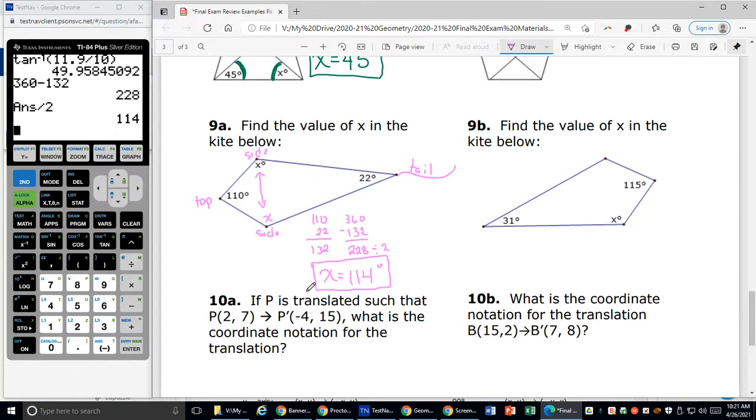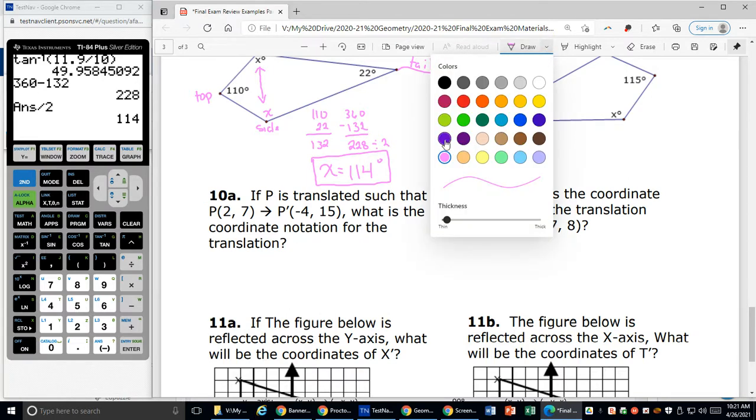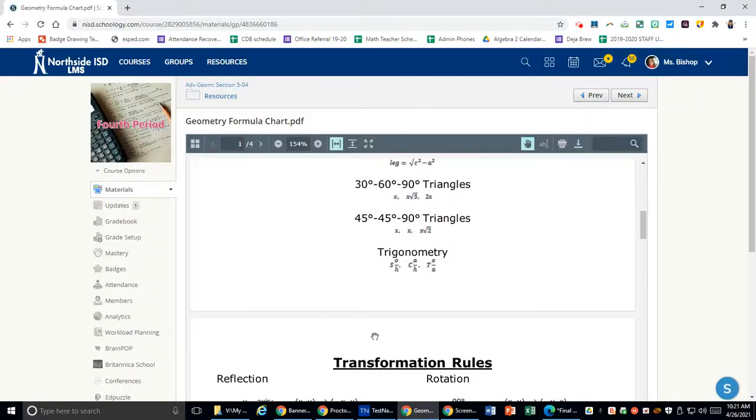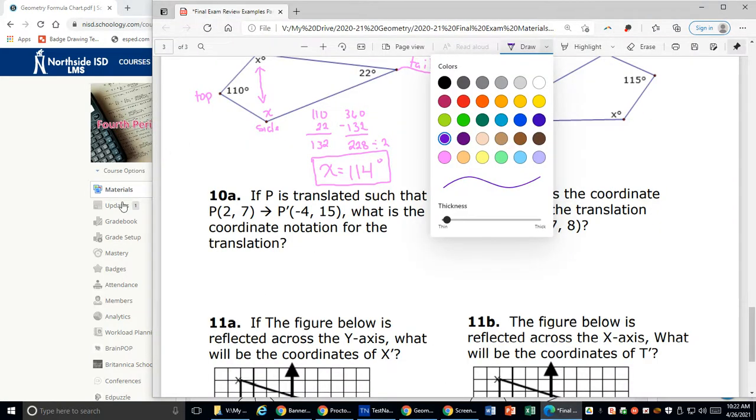Okay? And 2 more. Let's look at 10. P is translated such that P, 2, 7, translates to P prime, negative 4, 15. What is the coordinate notation for the translation? All right, so coordinate notation, in case we have forgotten, if I look at my formula chart down here, my translation, xy goes to x plus or minus a, y plus or minus b. So it should look something like this. So xy is going to go to x plus or minus a number, y plus or minus a number.